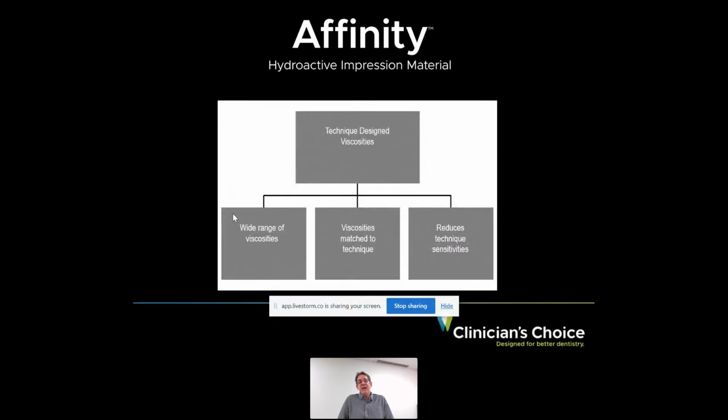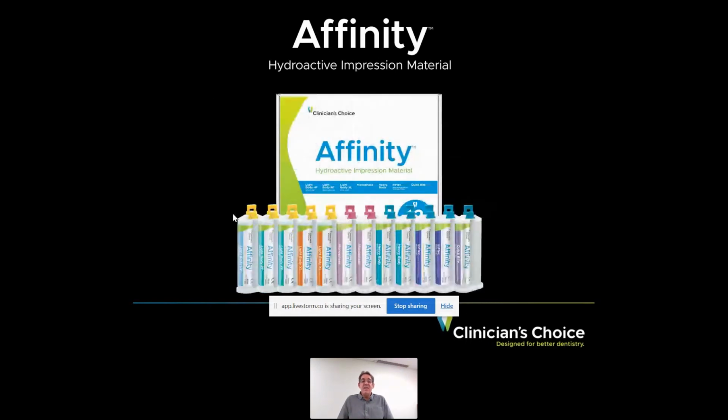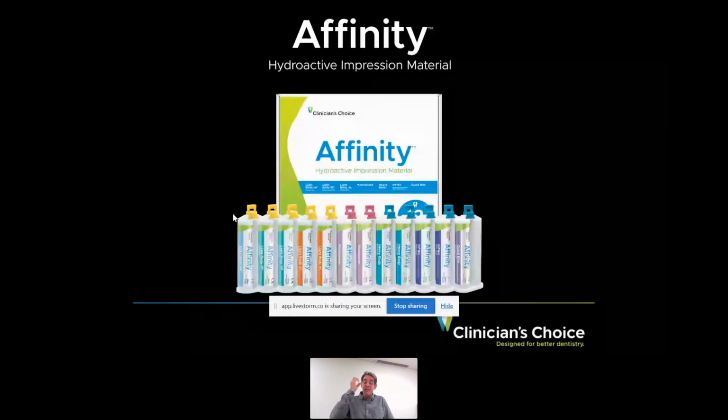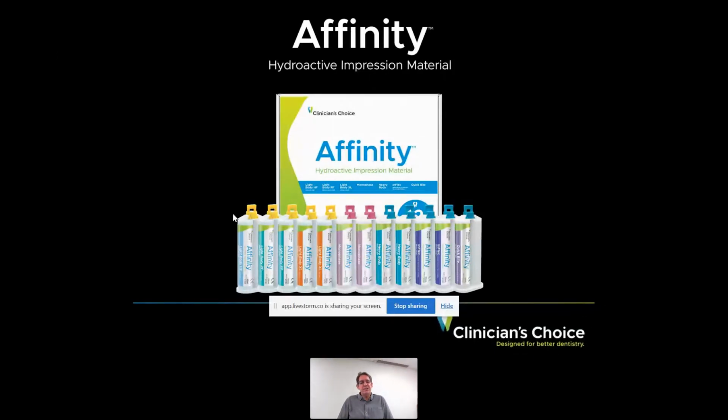And then we have these technique design viscosities. Depending on your technique, we will match an impression material to that tray so as to reduce any sensitivities with your impression taking. Then what we have, which is very, very unique to the industry, is what we refer to as spectrum packs, which allows you, the clinician, to mix and match and self-customize for your office.